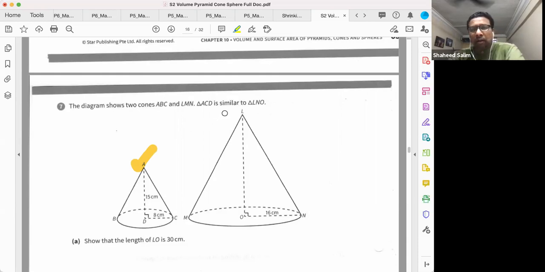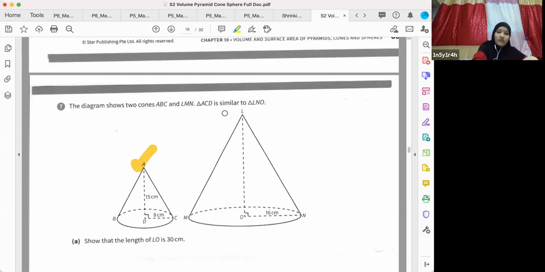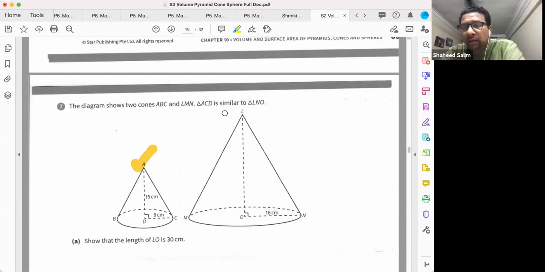You learn similarity and congruency already. Can I check one by one? Inshira, you learn already. I just started. Okay, Ryan, you started? No, not yet. Shafi, you finish similarity and congruency? Finish. So I think next week we go through similarity and congruency.